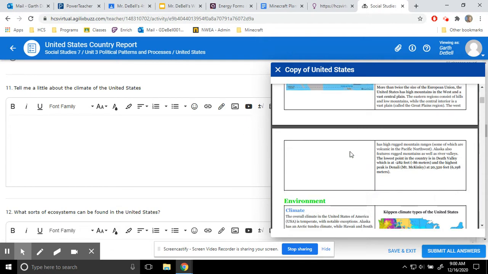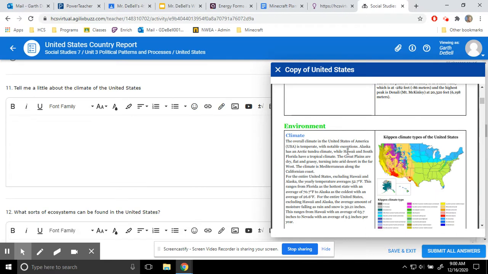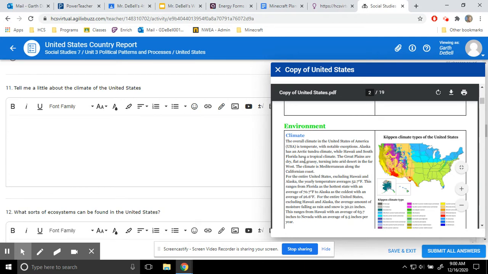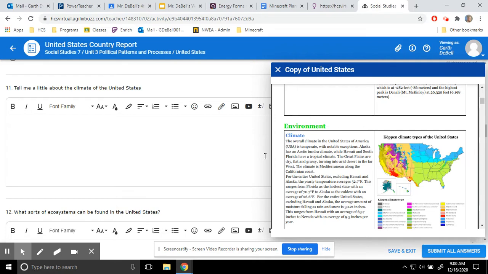So a little bit about the climate of the United States. All right. So again, you live here. This should be fairly easy, but if you're not able to tell me about the climate based off of what you know, you can always come down to this climate section. It says the overall climate in the United States is temperate with notable exceptions. Alaska has an Arctic tundra climate, while Hawaii and South Florida have a tropical climate. So that would be kind of all you would need to have there, right? I didn't say tell me everything about the climate. I just said tell me some stuff about the climate. So give me a few items and you're good to go.